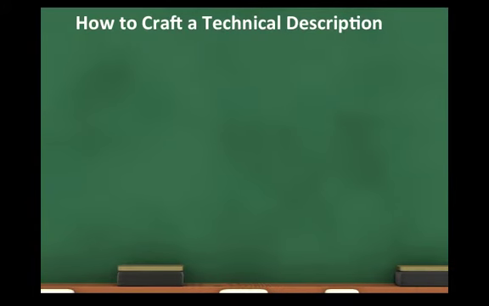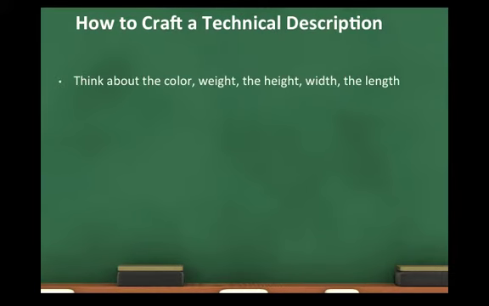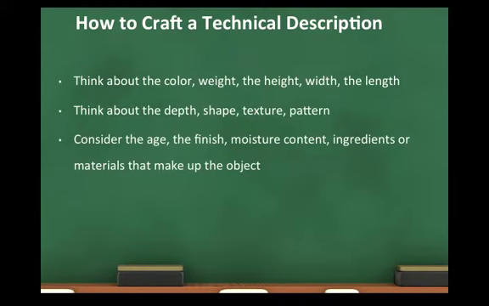Okay, how to craft the technical description, continued. Don't forget to think about color, weight, height, width, and length. Also consider the depth, the shape, the texture, the pattern. Something else you could think about is the age of the particular product or object, its finish. Furniture has a finish, but there are different finishes on certain objects. Also its moisture content, if that's important, the ingredients being used, or the materials that make up that particular object. Think about a bridge and what materials are used to construct that bridge.